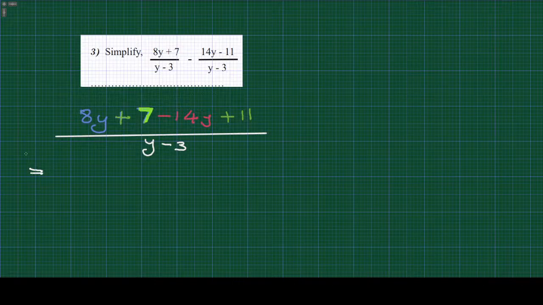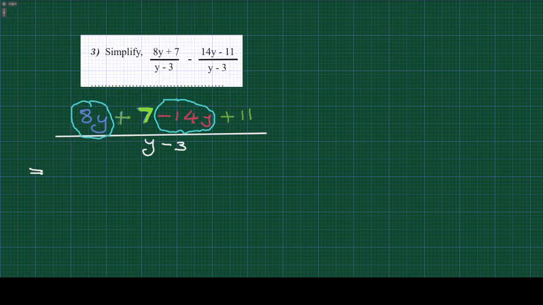Alright, so what do we do next? We got 8y minus 14y, so let them interact. 8y would interact with a like term. What is a like term for 8y? Minus 14y. So when they interact, would it be a friendly interaction or an interaction where they fight?